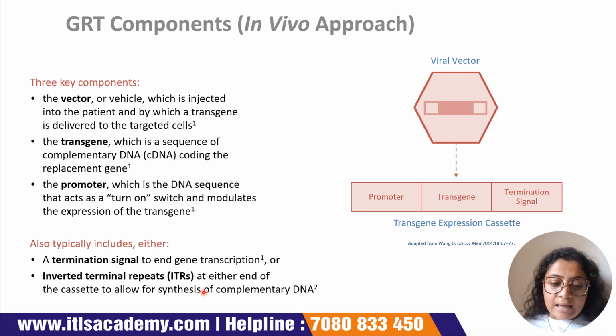Okay, and we also have inverted terminal repeats, which are abbreviated as ITRs, at either end of the cassette to allow for synthesis of complementary DNA. So these inverted terminal repeats will be present on either side of the entire system in order to allow for synthesizing the cDNA or the complementary DNA. Okay.